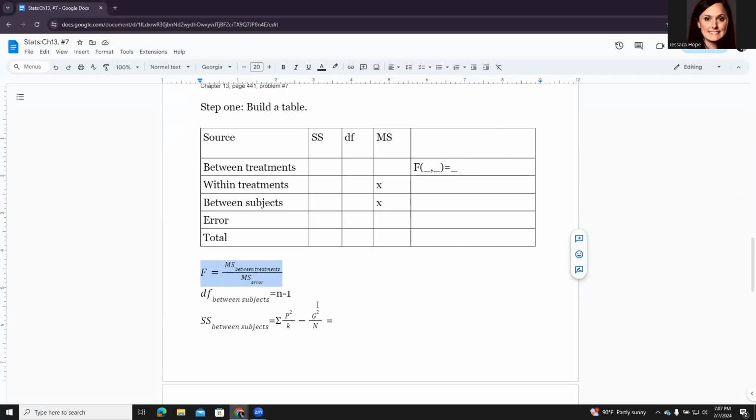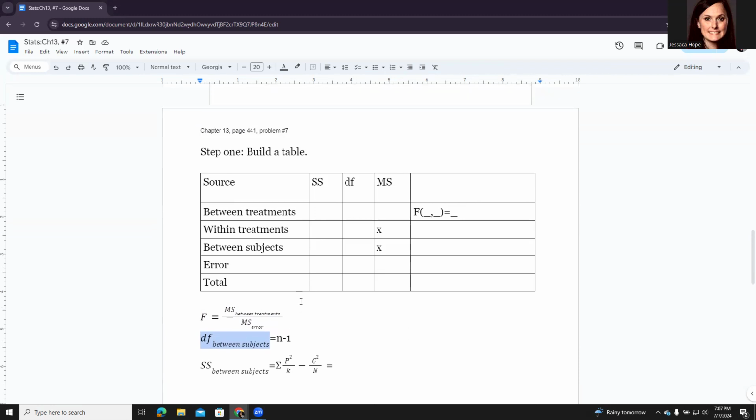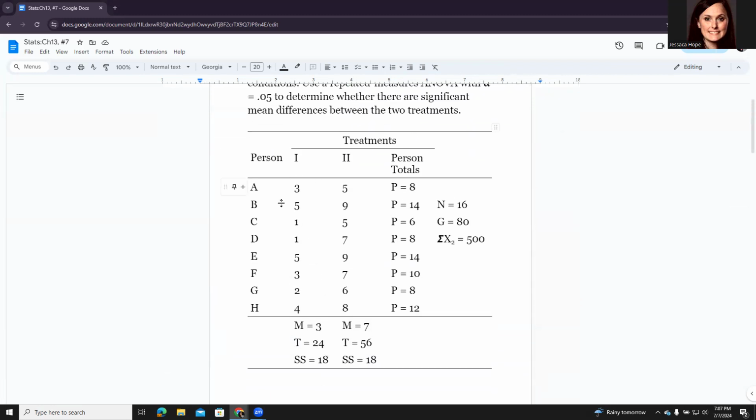So I kind of just start where I know I have some information. There's a few things that you can do to start with. The equation for degrees of freedom between subjects is n minus 1, and it's small n. Remember, small n is the number within one treatment. So 1, 2, 3, 4, 5, 6, 7, 8. There's 2 treatments. There's 8 in each treatment. So small n is 8. Big N is 16 because it's the total number.